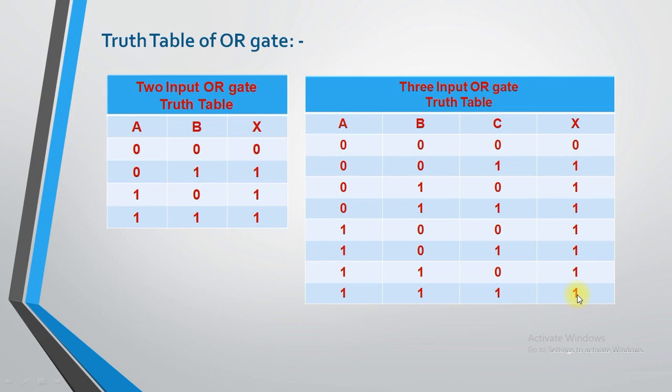So this particular gate is the opposite of the AND gate. In the AND gate, you get a high output only when all the input signals are 1. In the OR gate, you get output signal 0 only if all the input signals are 0.